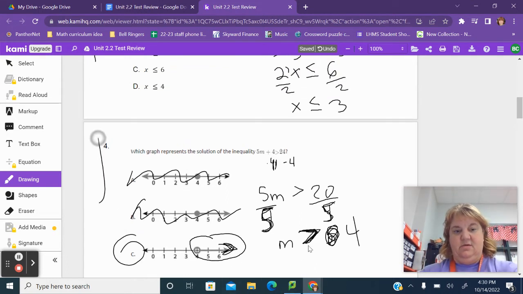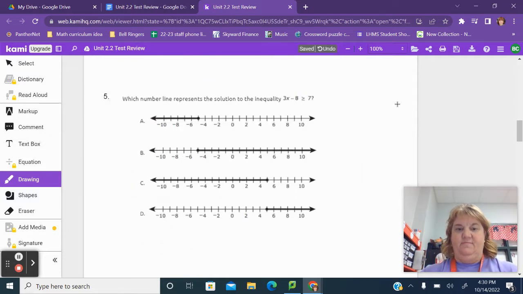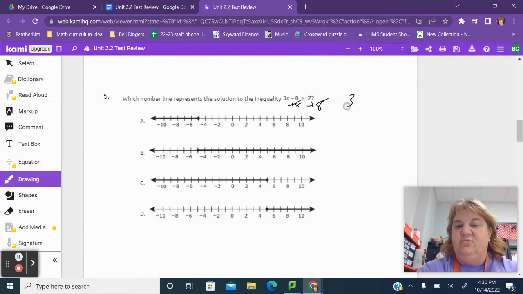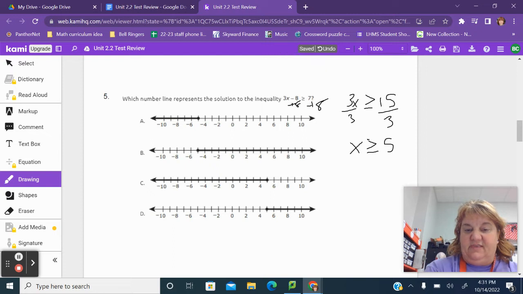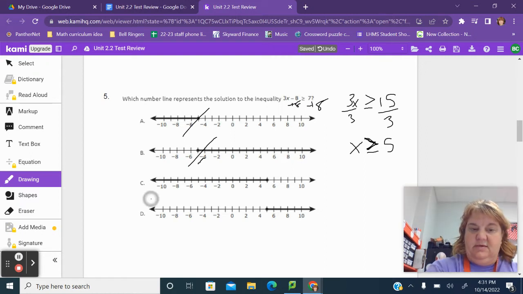Okay, let's go down. Same thing on this one. So plus 8, 3x is greater than or equal to 15. Divide by 3, x is greater than or equal to 5. So look at my arrow. And again, it's a filled in dot. These are all filled in. Here's negative 5. Okay, so it's not that one. It's negative 5. That's 5, but we're going that way, and this says we're going this way. So it would be D.